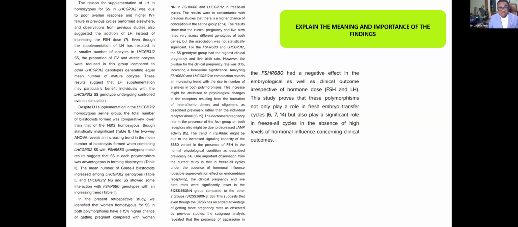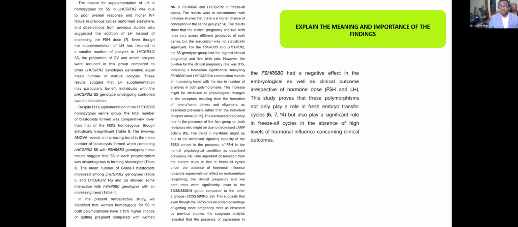Whenever the FSHR 680 receptor variant is there, it was found that a high dose of FSH is required. It was found that the basal FSH level is higher. It was found that the number of oocytes required was very low compared to the low dose of FSH. So anyway, if you have FSHR 680, then you require a high dose of FSH.